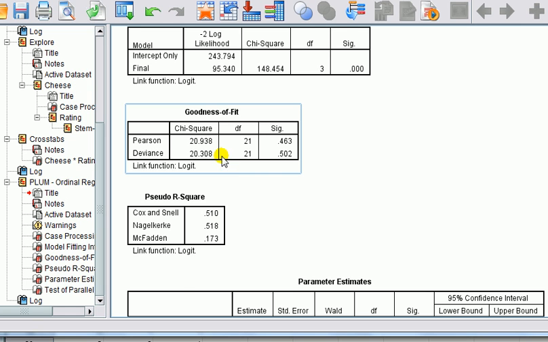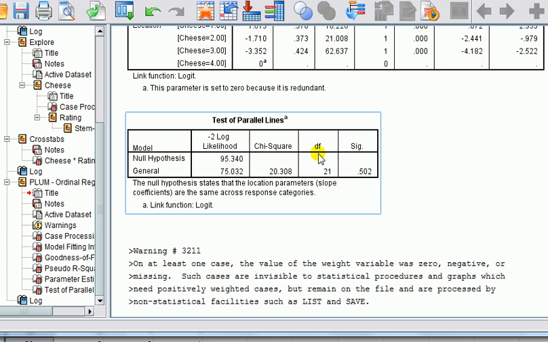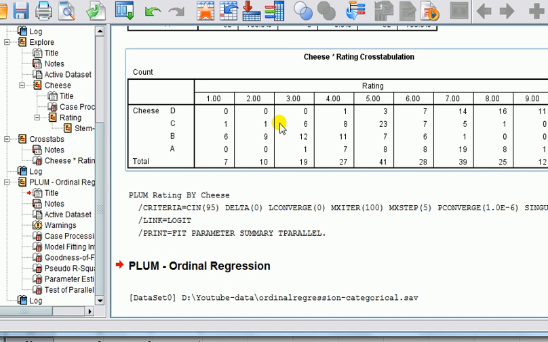Okay, this parallel lines assumption, let's look at it because it's a bit weird. What does this mean? Parallel lines makes you think of a graph with lines, doesn't it? It's a graphical way to think about what's going on here. What the proportional odds assumption, or parallel lines assumption, says is that the odds ratio is the same no matter how you split the ratings here.